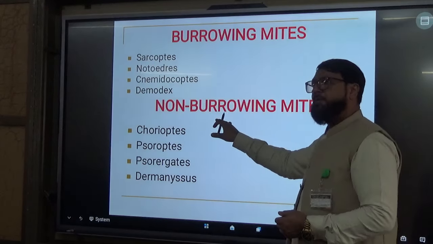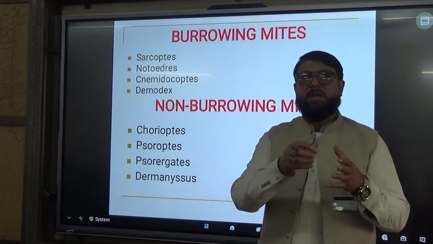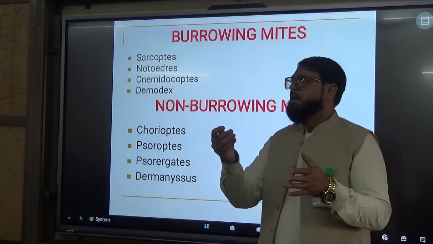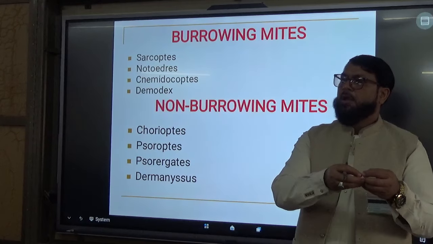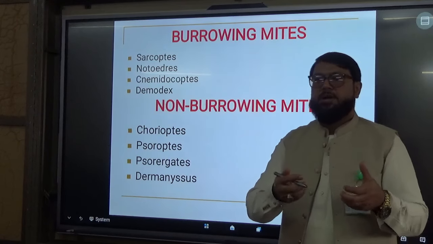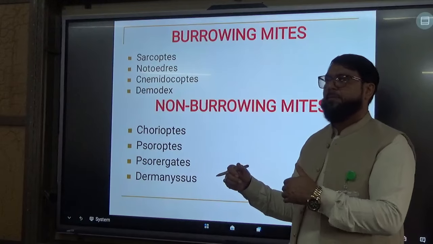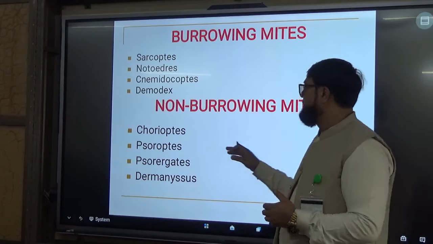So about the non-burrowing mites, they reside on the fur or the hairs, and whenever they have to take a meal, they dive deep into the fur to reach the skin, do some feeding activity, and then go back again onto the fur or the hairs. So they are not residing deep in the tunnels.